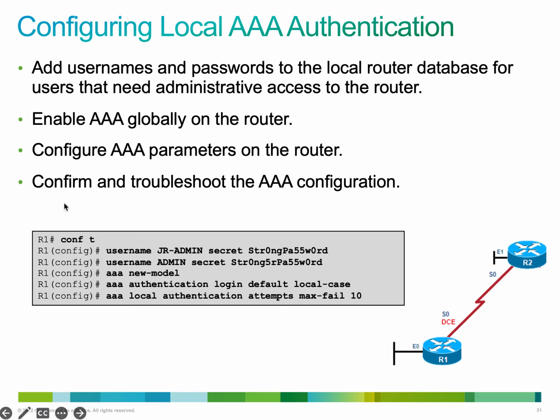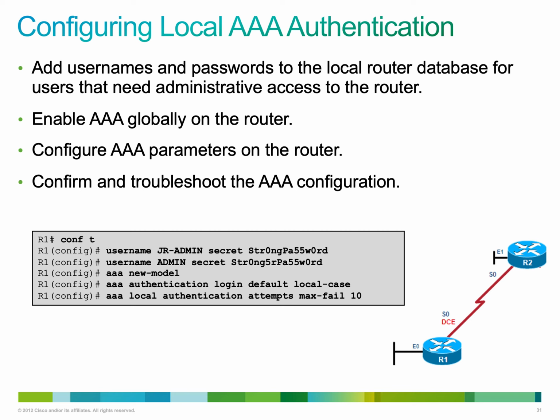Now, here is the configuration sample. Router1 hashtag config terminal. Router1 config hashtag username. So what's your username? JR-admin. Secret, strong password. Secret means password. That's the password for today. Then Router1 config hashtag username admin, you already know, secret strong password.